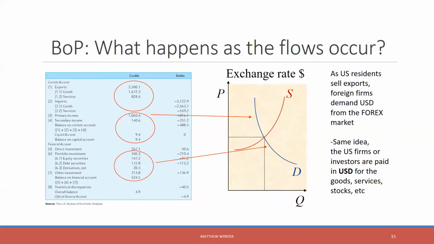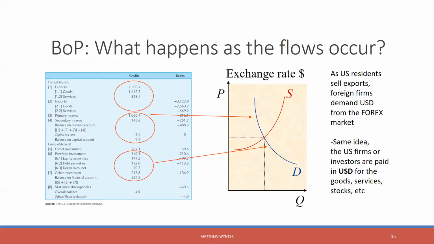Okay, what happens as we export? As US residents sell exports, foreign firms are demanding USD from the Forex market. And the way to think about that is think about your own life. Same idea. If you're working, you're employed, you want to get paid in dollars. So in order to pay you in dollars, a foreign investor or a foreign firm or a foreign government is going to have to go to the Forex market and demand those dollars to throw at you in exchange for whatever it is that you're selling. So it's the same exact idea.